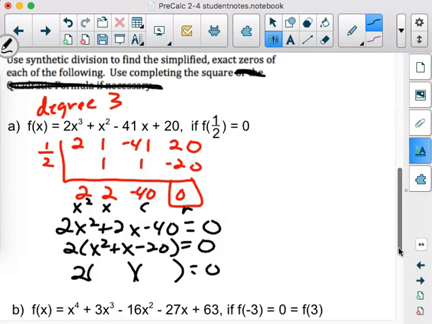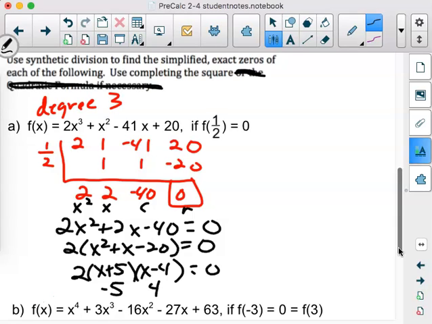I'm going to call on somebody to tell me how that was factored. Thomas, you got that one factored? Can you unmute and tell us what you had? I got 2 times x plus 5, x minus 4. Beautiful. There it is. So our other zeros are -5 and 4.